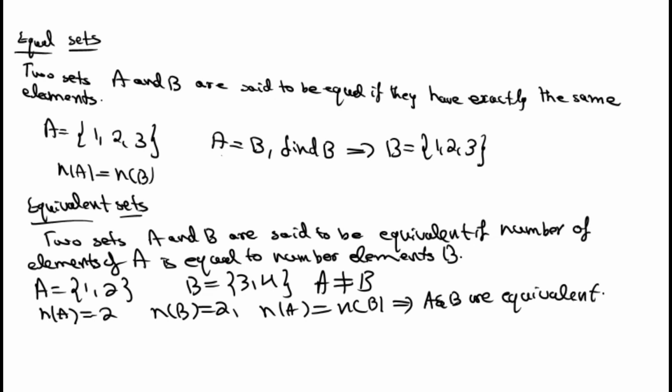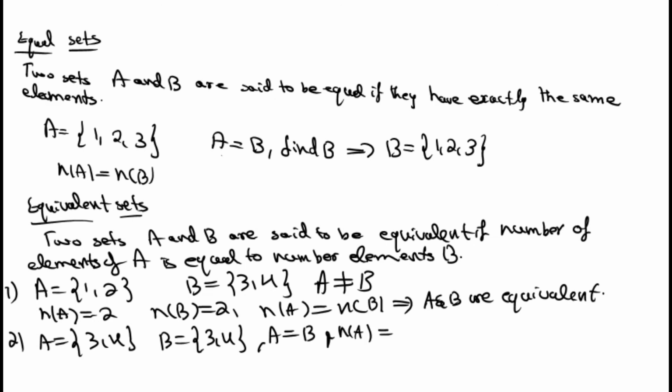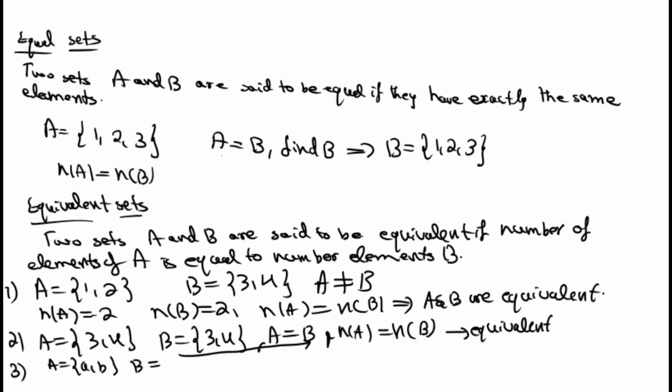Okay, then take the second example. Suppose A is equal to {3, 4} and I'm taking B also equal to {3, 4}. Okay, here see A equal to B. A and B are equal sets. Moreover, n(A) is equal to n(B). That means if two sets are equal, that implies they are equivalent. But see, if you observe, A is equal to {a, b} and B is equal to {c, d}. Take elements c, comma, d.